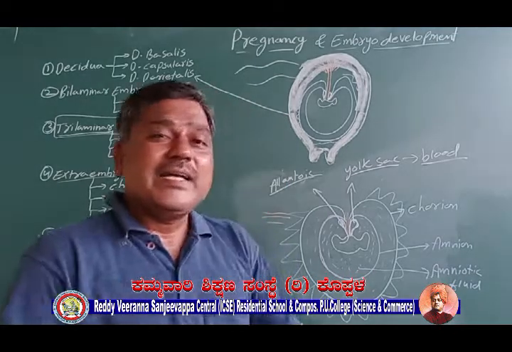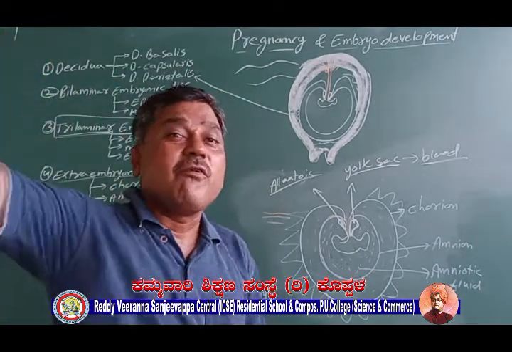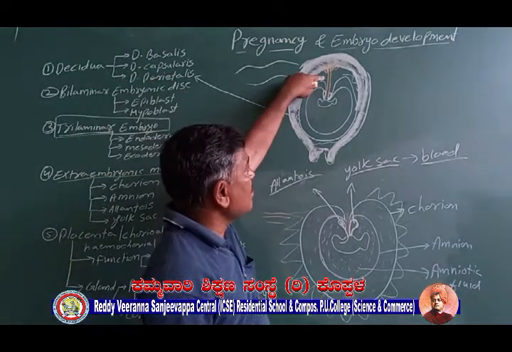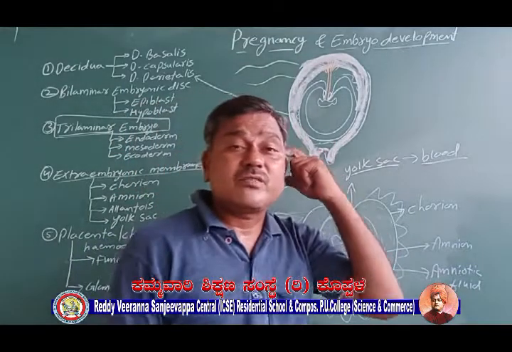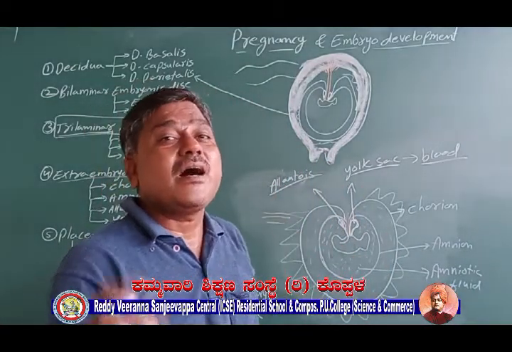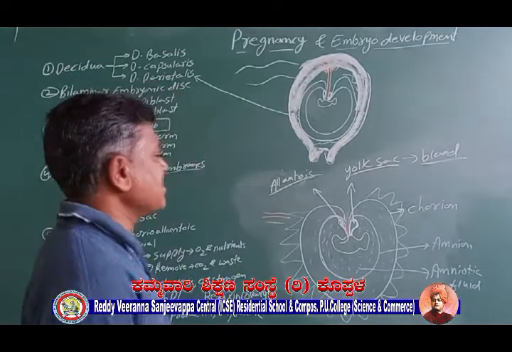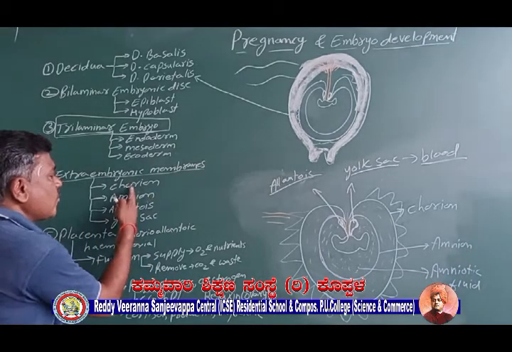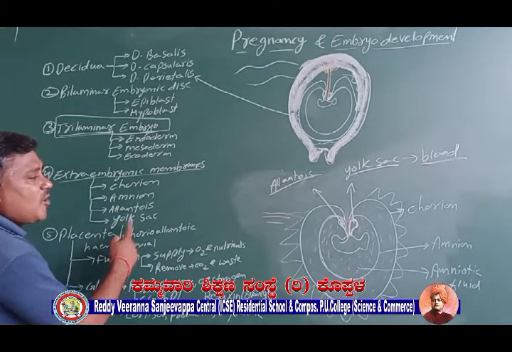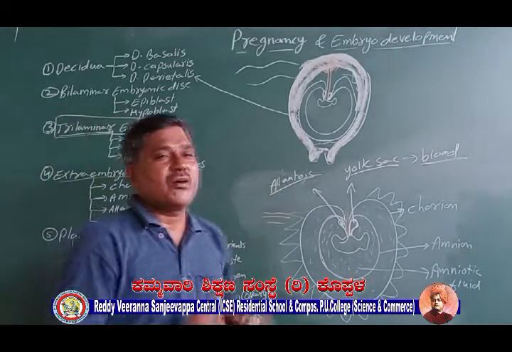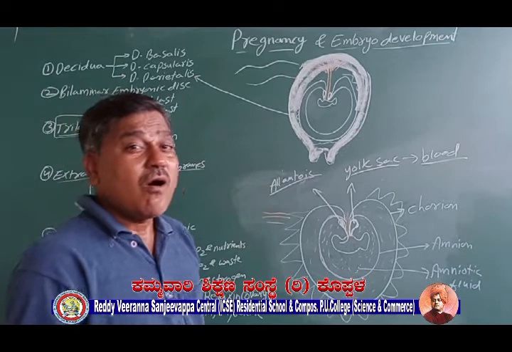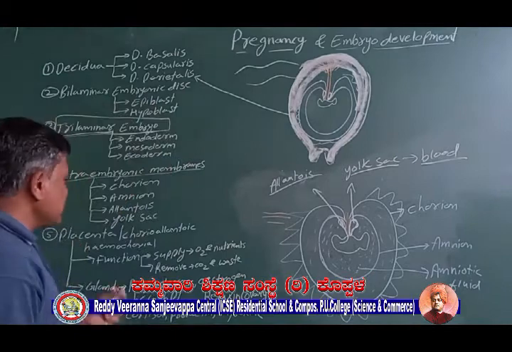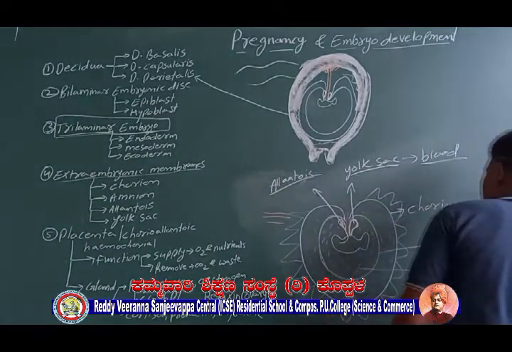Later on, the allantois leads to the formation of blood vessels, which leads to the formation of the placenta and umbilical cord. So these are the four extra embryonic membranes: chorion, amnion, allantois, and yolk sac. They cover the embryo or the fetus in the womb of the mother. Clear? And the last point is the placenta.